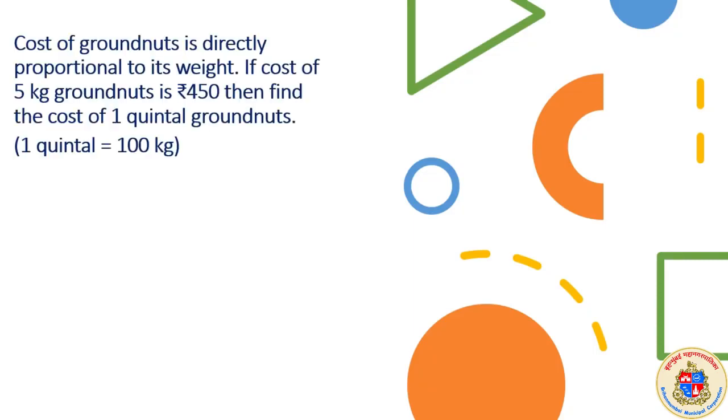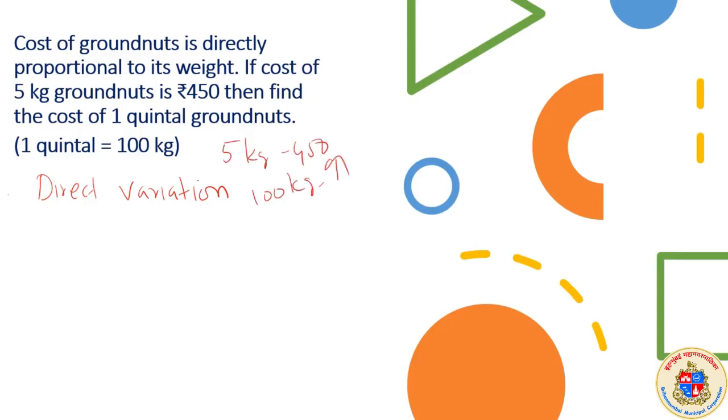We will try to apply this direct variation in a real life situation. For that we have a question here. Cost of groundnut is directly proportional to its weight. If the cost of 5 kg of groundnut is 450 rupees, then find the cost of 1 quintal of groundnut. We will simply understand this is a sum of direct variation, because when one quantity increases, the other also increases. That means 5 kilograms costs 450, and we know that 100 kilograms will cost very much more.